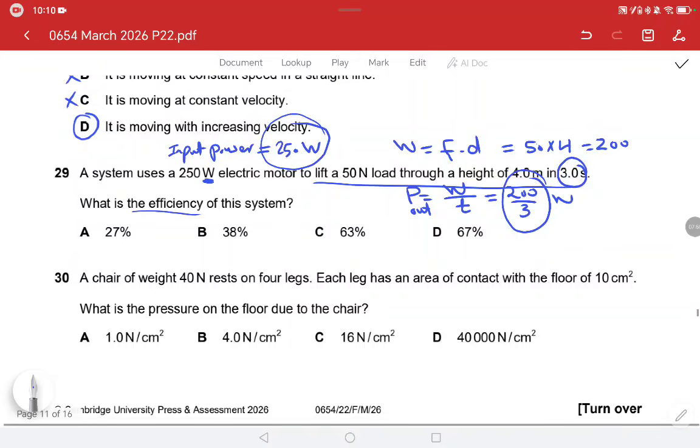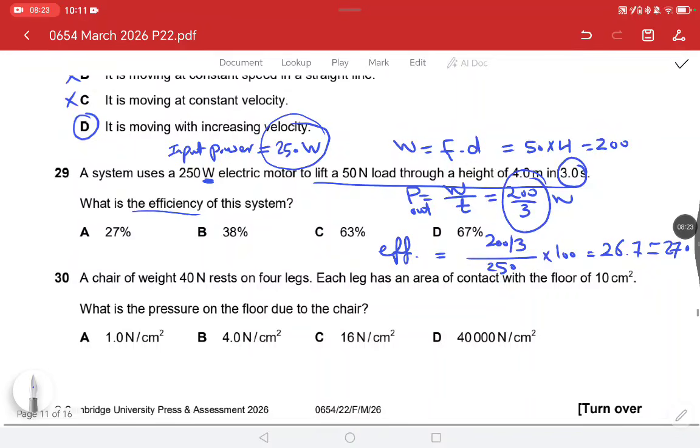So how to find the efficiency? Don't forget that we have the efficiency formula. So efficiency equals the useful output, which is this 200 over 3, divided by the input, which is 250, and then multiply by 100. The answer should be like 26.7, which is approximately 27%. So the answer is A.